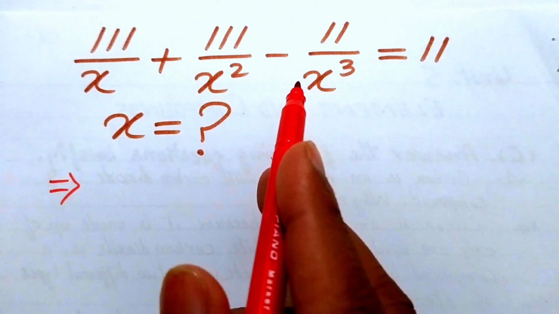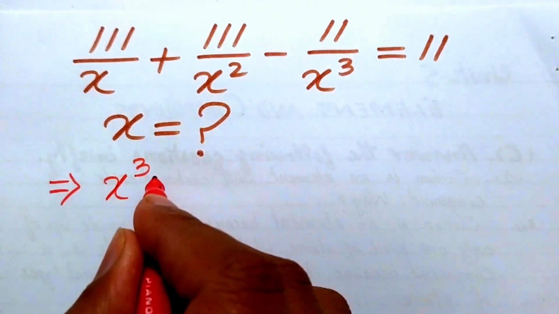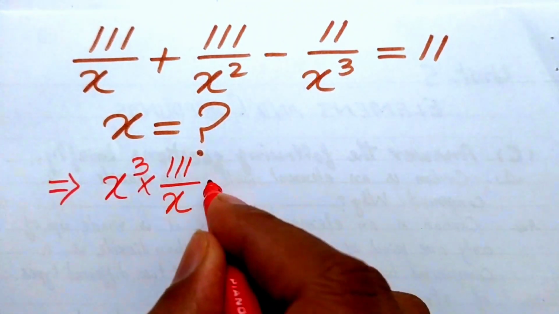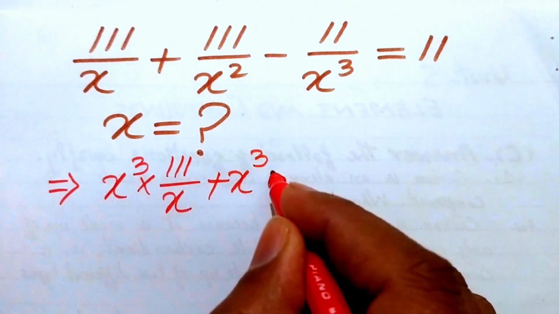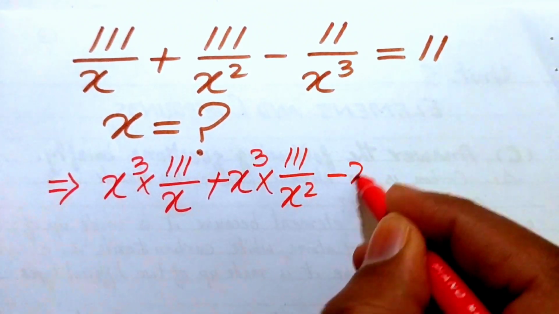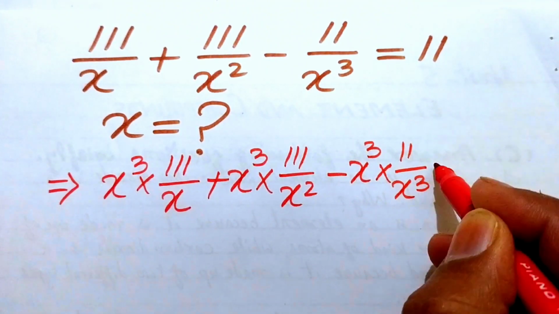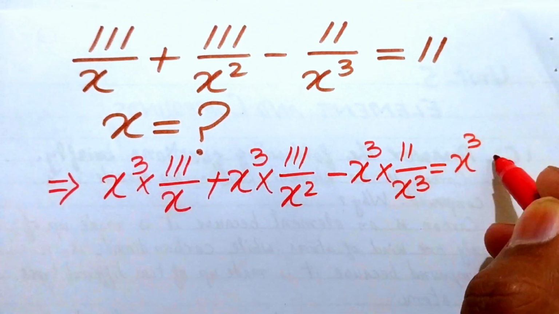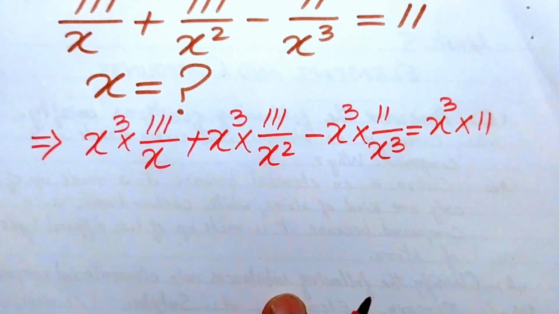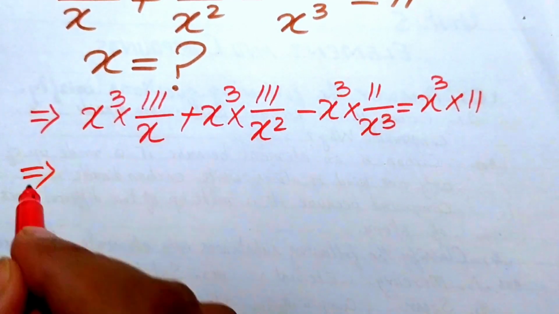first we multiply both of the sides of this equation by x cubed, and we get x cubed multiplied by 111 over x plus x cubed multiplied by 111 over x square minus x cubed multiplied by 11 over x cubed equals x cubed multiplied by 11. So here we multiply both of the sides by x cubed, and now we simplify the terms.